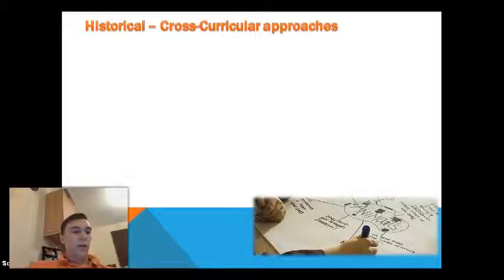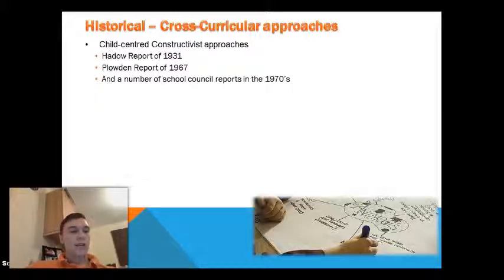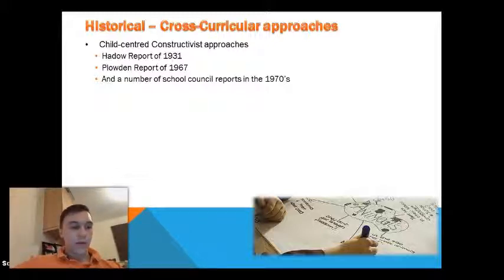Historically, cross-curricular approach work has been associated with more child-centered constructive approaches to primary education, which in the last century was endorsed by the Hadow Report of 1931, the Plowden Report of 1967, and a number of school council reports in the 1970s.